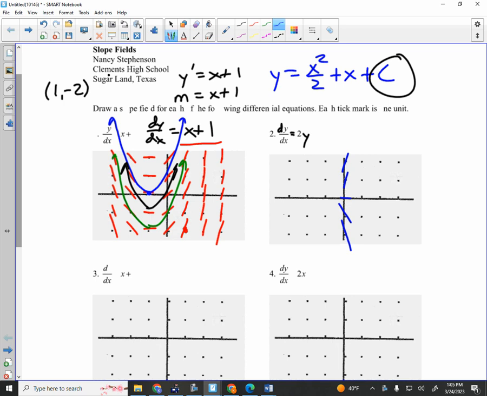I would have chosen to go left and right, because all along this axis, the y value is equal to 0. So therefore, the slopes are all going to be 0. Now, as I move up 1, the slopes are all going to be 2, because it's 2 times the y value. My y value for all these coordinates is 1, so I'm going to sketch a slope of 2 all the way through these.